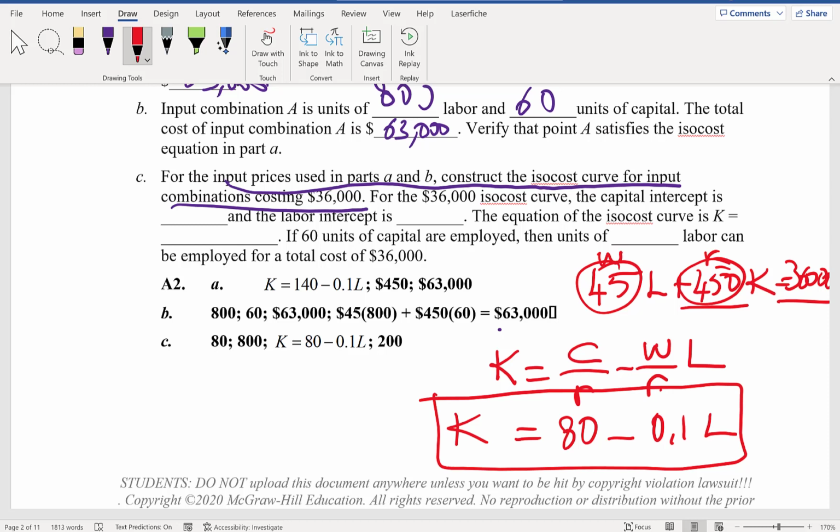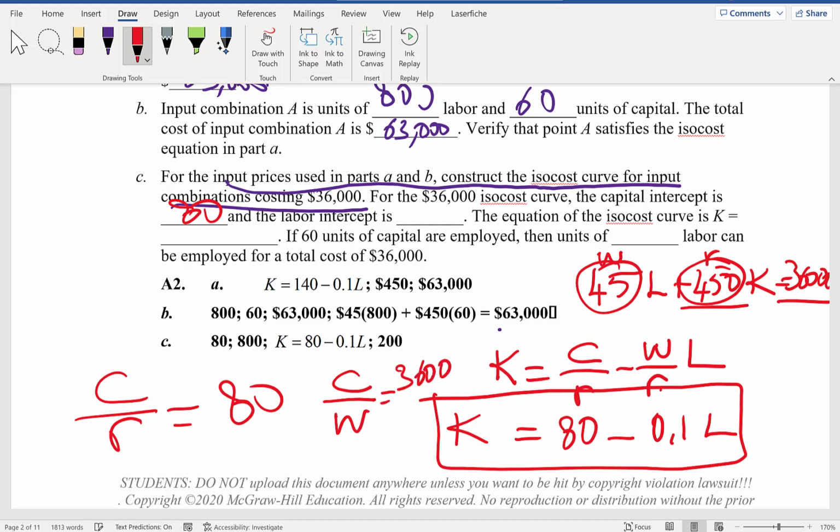For the $36,000 iso-cost curve, the capital intercept is what? The capital intercept is C over R, which is 80. The labor intercept is C over W, which is 36,000 divided by 45. That's going to be 800, right? Ten times more because wages are ten times smaller. This is the equation, we found it.